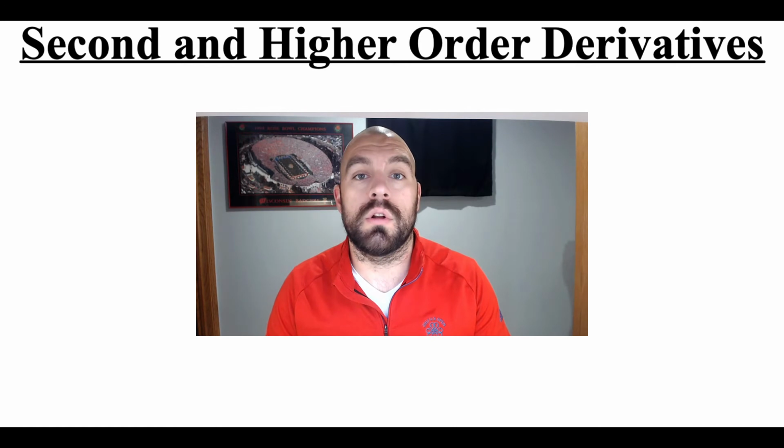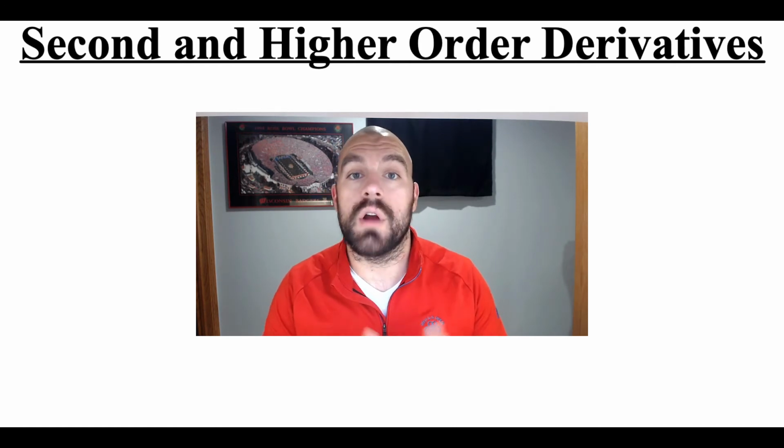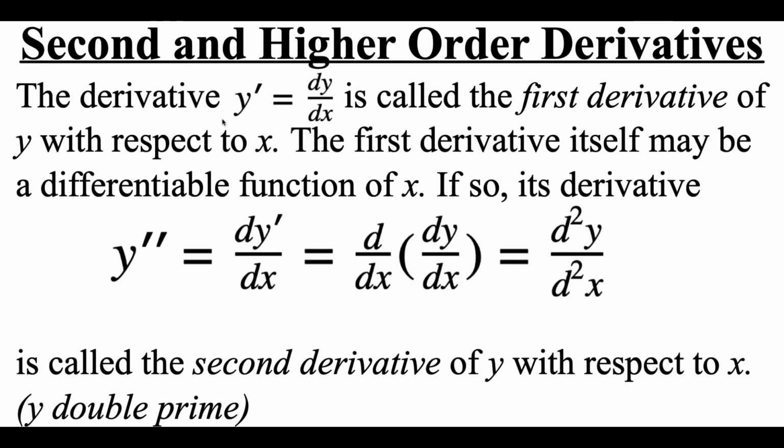In this video, we're going to look at second derivatives and other higher order derivatives. As we're looking at derivatives, the derivative y prime equals dy over dx is called the first derivative of y with respect to x. But sometimes that first derivative function that you end up with is also differentiable. If so, then its derivative, or y double prime, is the derivative of dy dx.